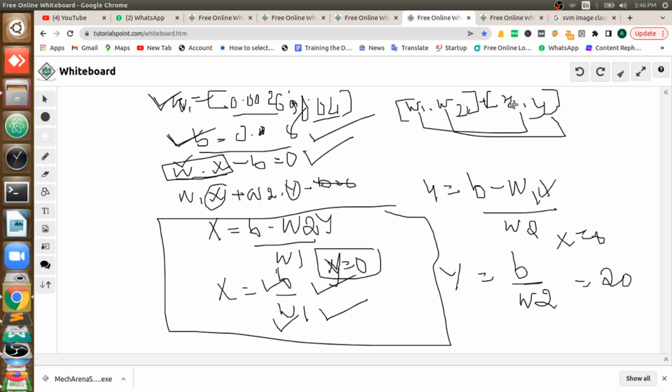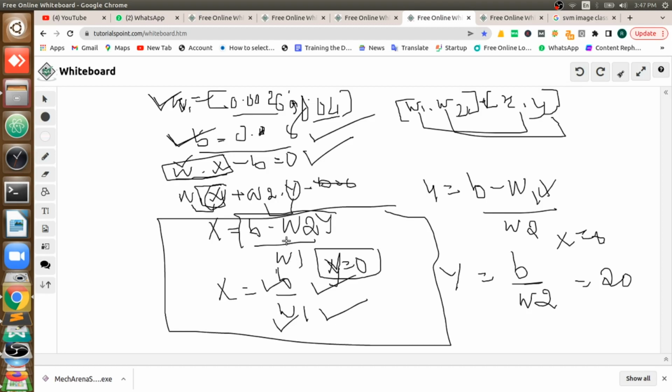In our case, it's a 2D plane, so we have the x axis and y axis, x comma y. So when you do the dot product of that, you will see w1 constant multiplies x, w2 constant multiplies y, minus b equal to 0. So keep x on this side and take everything to the right side. So you will get this equation where x equals (b minus w2y) divided by w1.